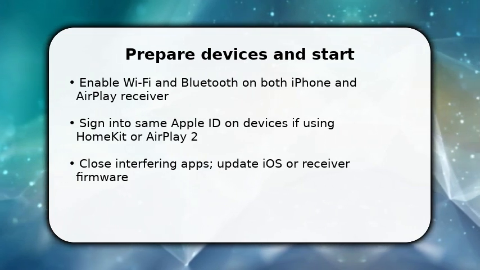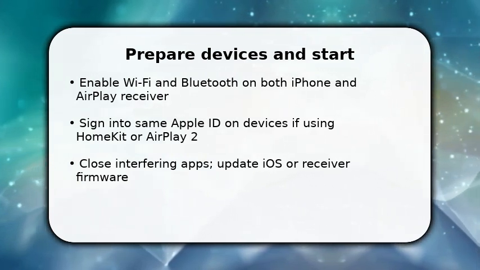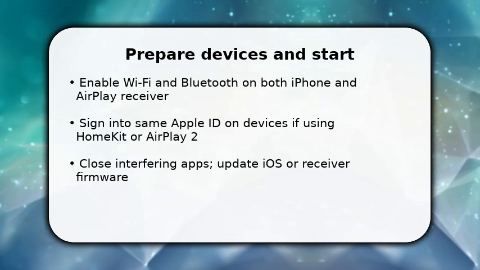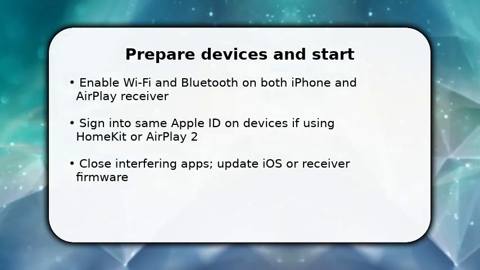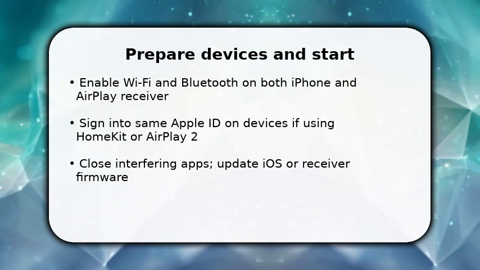Once done, you'll see available receivers listed. Pick the one you want. This immediate action both discovers devices and primes connections, reducing dropouts later.